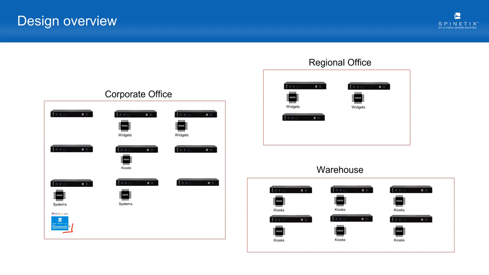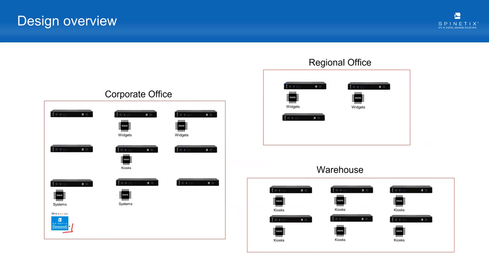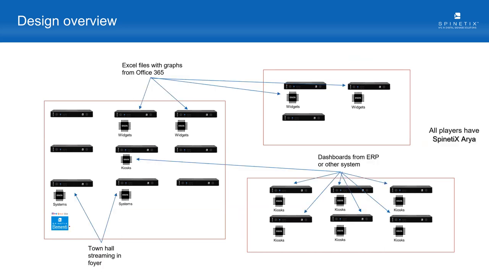Why do these players have different DSOS licenses applied? Because they're doing different things. So remember back in the RFP, they said they wanted to see internal web content. Well, it turns out that, I'm sorry, the titles of the offices have gone here, but in the regional office here, they want to show some dashboards because that's a sales team. Well, the dashboards are coming from Office 365. That's Excel data they have in OneDrive for Business.